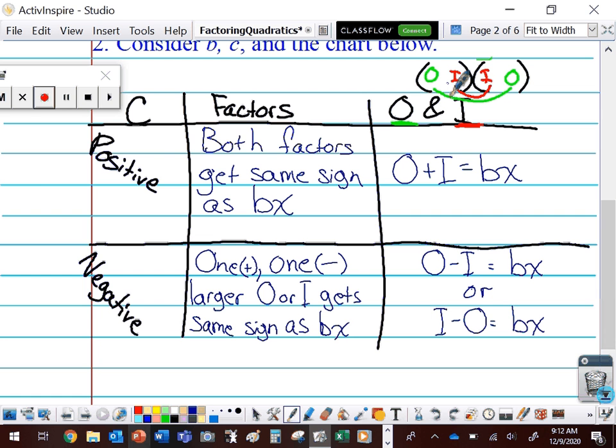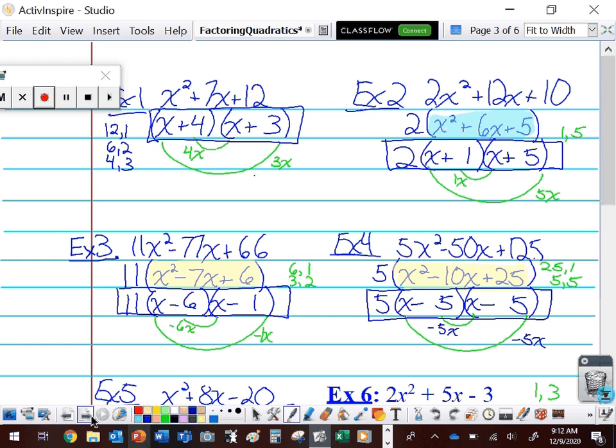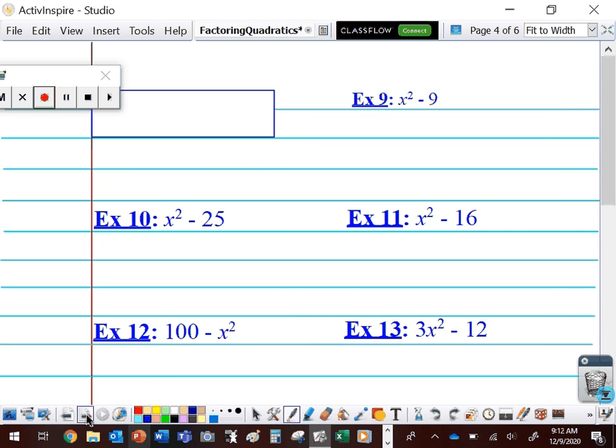If your c term is negative, one's going to be plus, one's going to be minus. The larger outer or inner gets the same sign as bx. So we don't know which one's plus or minus until we put these numbers in. And we need to be able to subtract our outers and our inners to get that bx. And we looked at a whole bunch of these examples. Now, all of these were pretty much the same format. We bring out a GCF, we factor what we can. What we're going to look at today is just a little bit different.